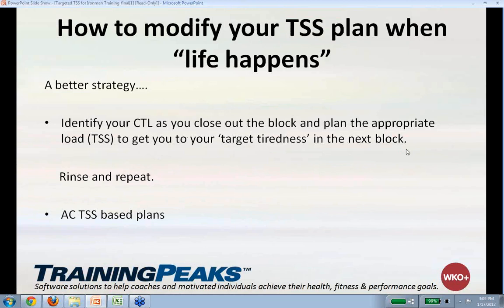Basically, we talked about going block by block: identify your CTL as you close out that block, and then plan the next block according to what your CTL actually is versus what you might have planned it to be three, four or five months ago when you wrote your annual training plan.